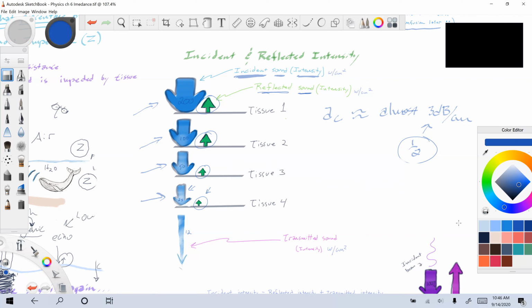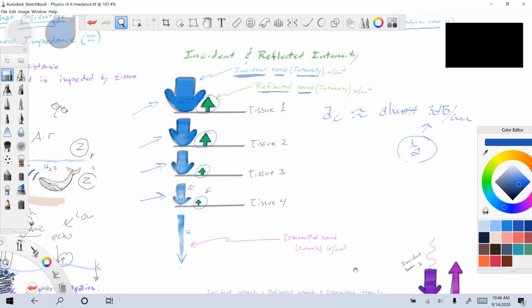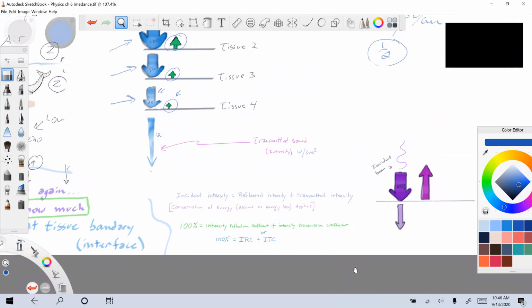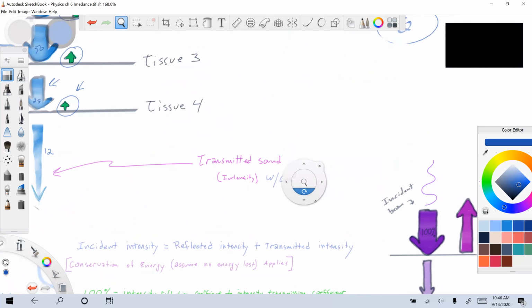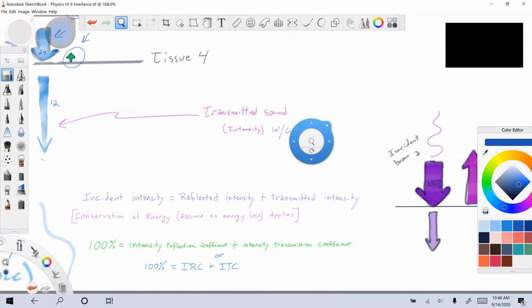Let's see. What else did I write down here? Yeah, okay. A little math. This is easy though. This makes sense.